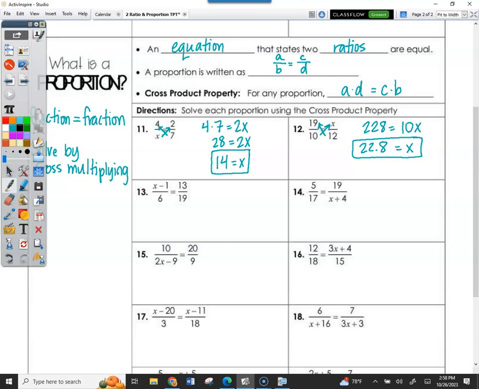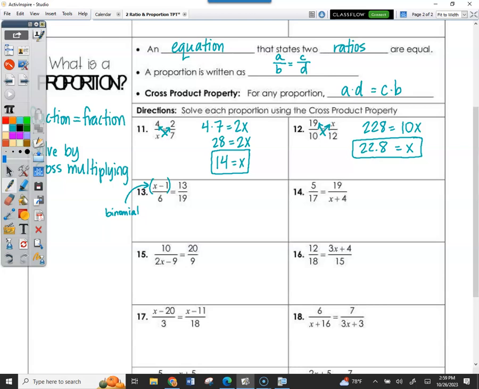Can anyone tell me what is different in number 13? Do you remember the vocab word for x minus 1? It starts with a B. Binomial. It is a binomial, which means we need to put parentheses around it because there's actually 2 terms there and something's going to happen. If you don't remember to distribute, you'll get the wrong answer.